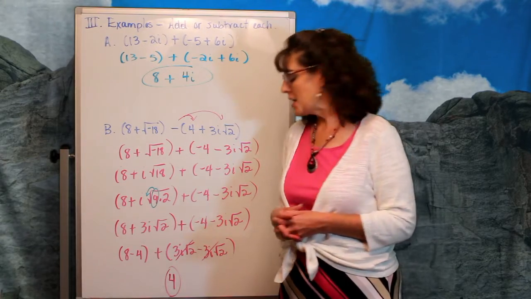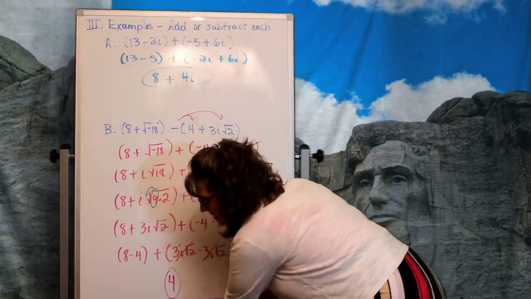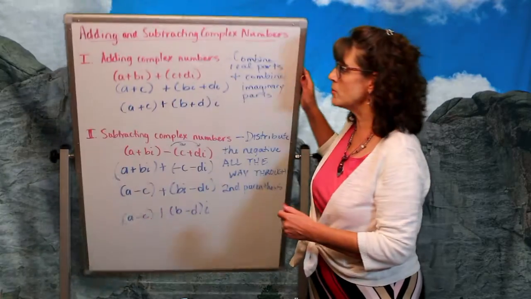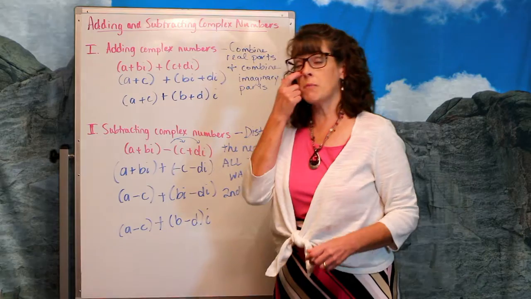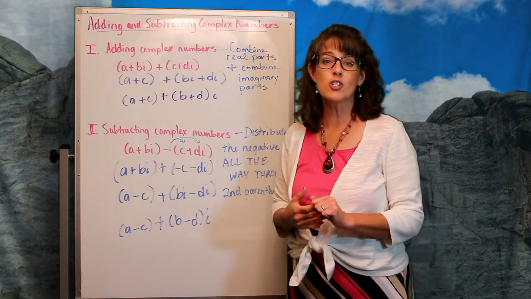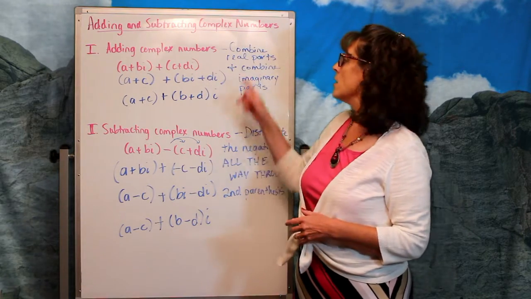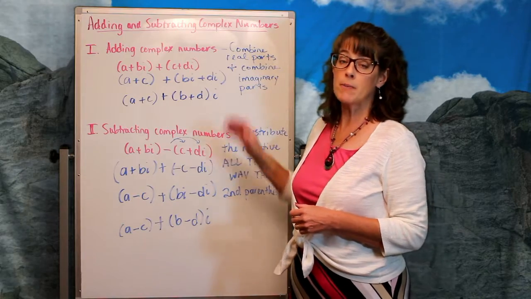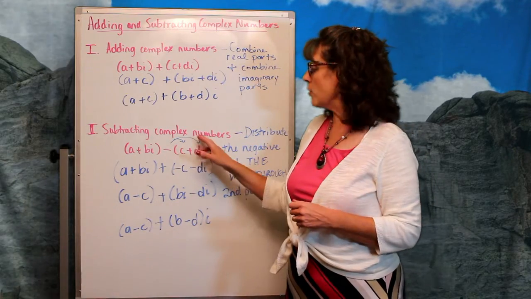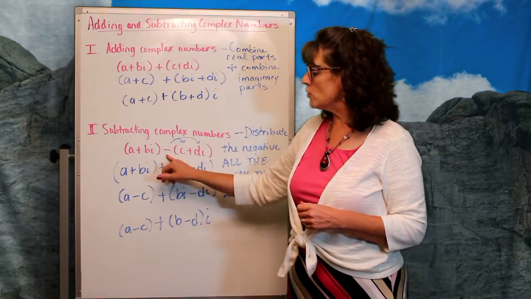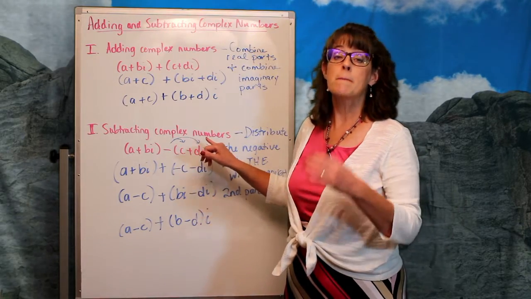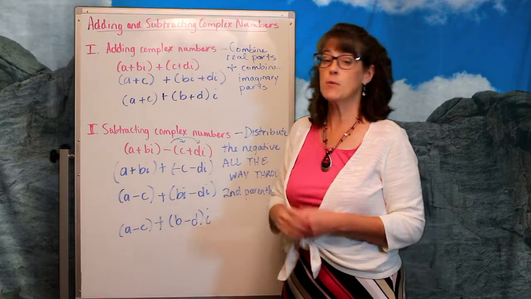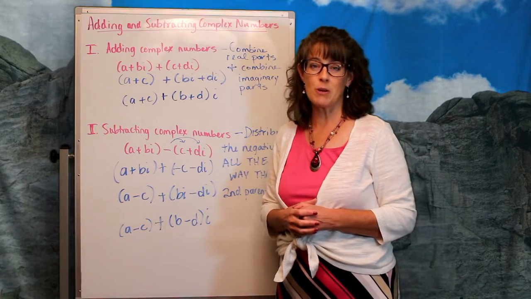So I hope that helps with adding and subtracting complex numbers. Remember, the whole idea is this. Because not multiplication, but because addition is associative, you can reorder and regroup. So combine up those real parts, combine up those imaginary parts. And remember, if you are subtracting complex numbers, you need to distribute that negative all the way through the second parentheses, because then it kicks it back to an addition problem. You're going to combine up your real parts and your imaginary parts.